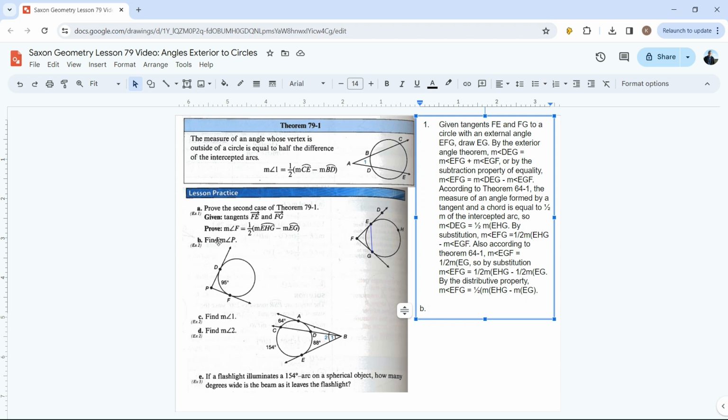Starting with letter B. And in letter B, I need to find the measure of angle P. Now, there are three different versions of this theorem that we need to apply, or three different cases, I suppose. And one of the cases is the one we just proved, and the one that we're going to be dealing with here, where I have two tangents. So my angle exterior to the circle, angle P, is actually made up of two tangents, okay? But all of the cases are going to be worked the same way.